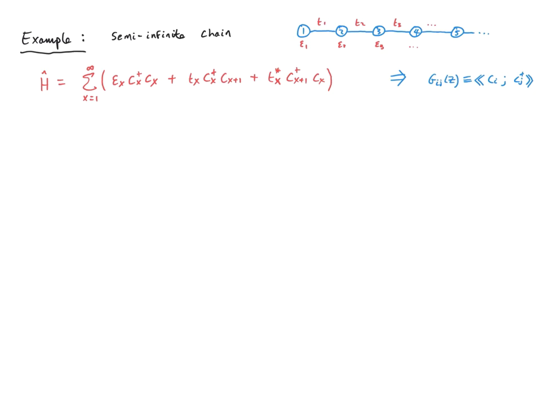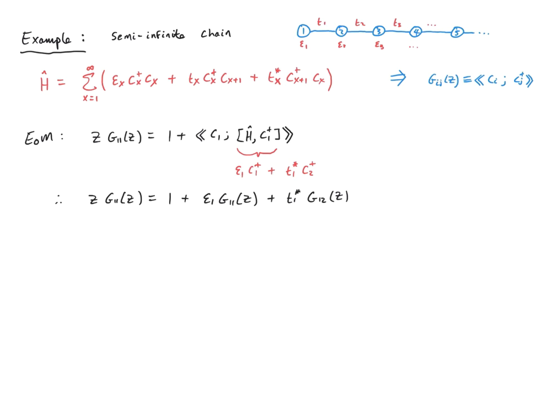So let's be more general in our definition and write that Gij in Zubarev notation is simply this usual object involving Ci and Cj dagger. The equation of motion for G11 is the following. And I'll leave it as an exercise for you to confirm that the commutator of H with C1 dagger is epsilon 1 C1 dagger plus t1 star C2 dagger. Plugging that in and utilizing this definition of our Green's functions, we simply see that z G11 is equal to 1 plus epsilon 1 G11 back again, plus t1 star times G12 of z.